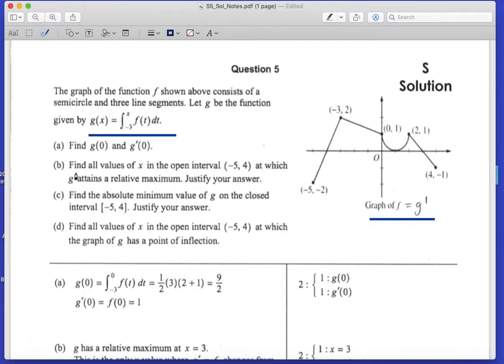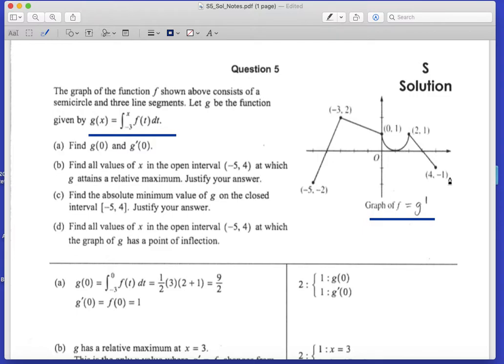Okay, part B. Find all values of x in the open interval -5 to 4, so that's this whole thing, at which g attains a relative maximum. Justify your answer. As long as you realize you're looking at the graph of g prime, this is an easy problem. You got to remember that you can detect relative maximums by looking at where the first derivative changes from positive to negative. Relative maximums happen for a function f where its derivative changes from positive to negative.